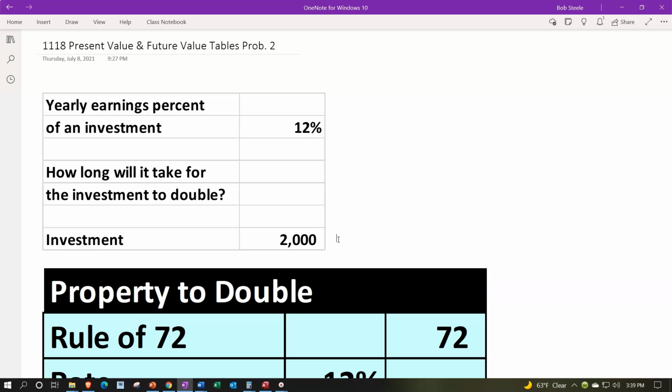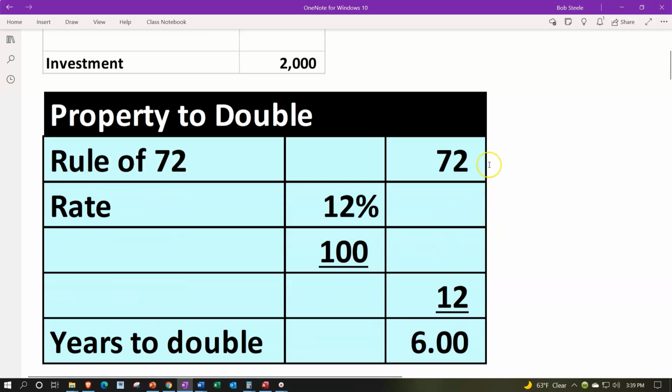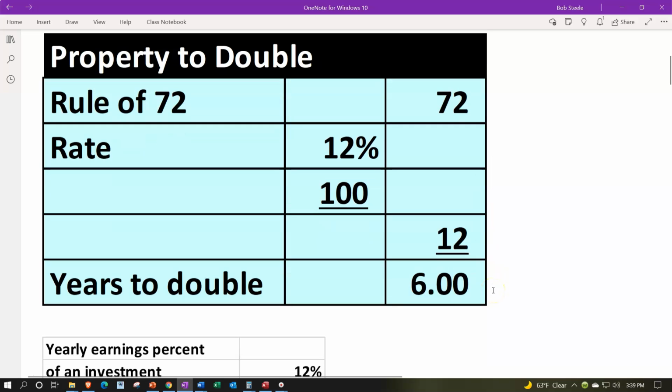That means we're asking then, with this investment, how long would it take for it to double, going from 2,000 to 4,000? Now, we got the time period using the rule of 72, which was simply 72 divided by the rate of 12, approximating 6 years.